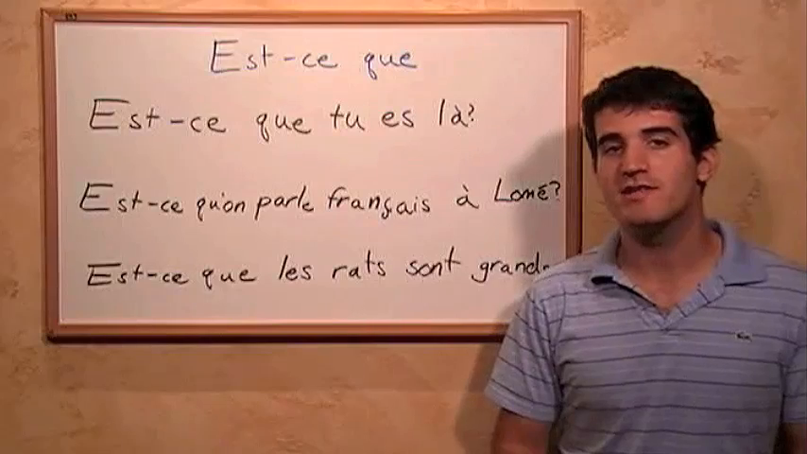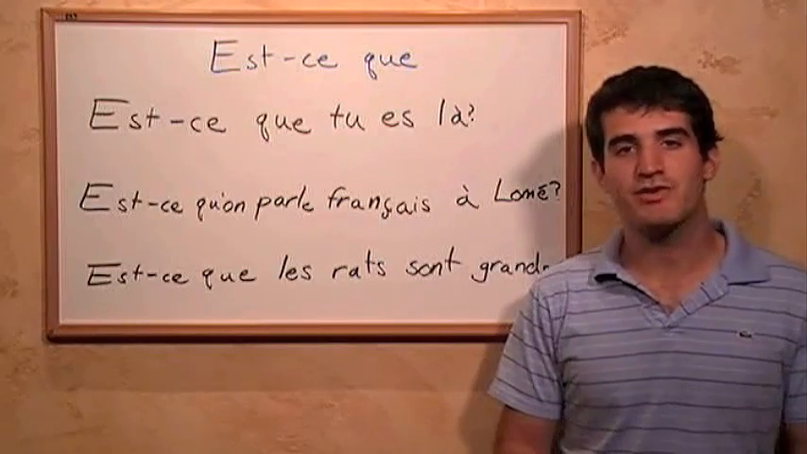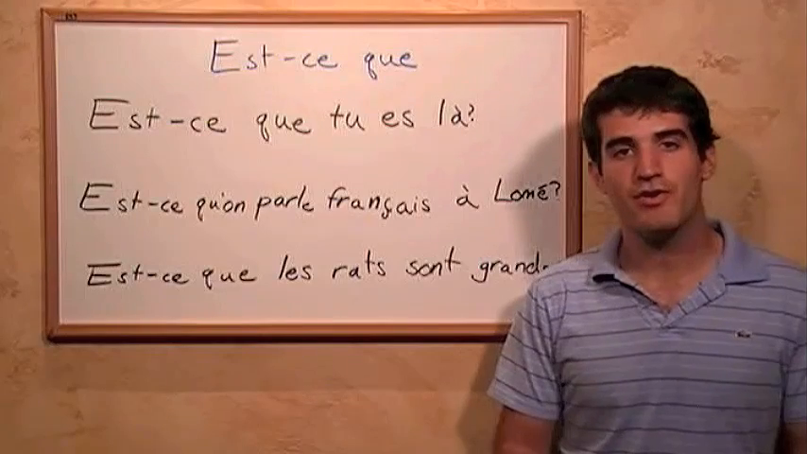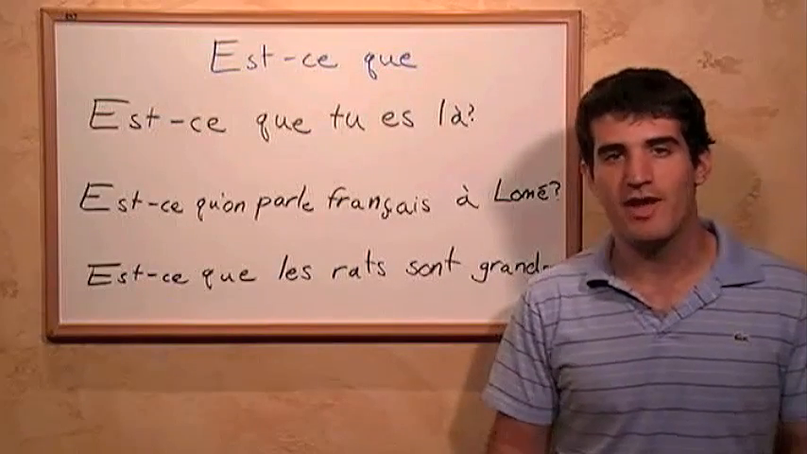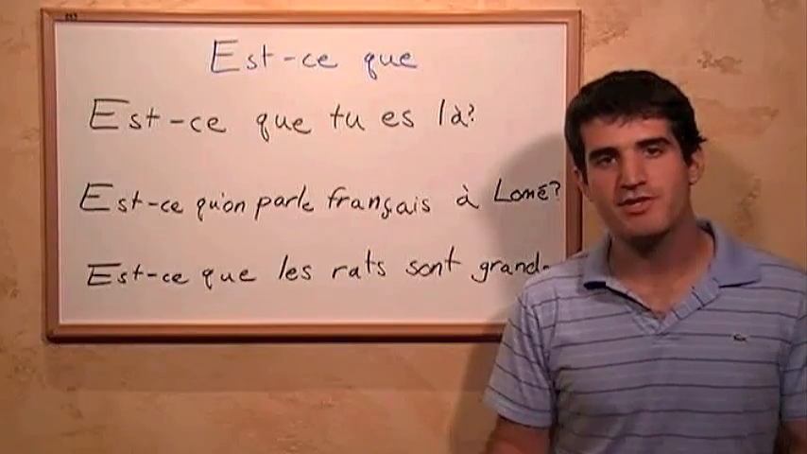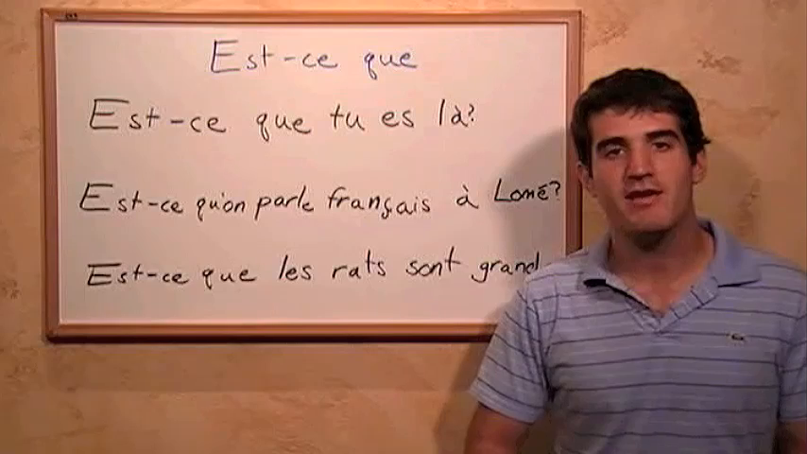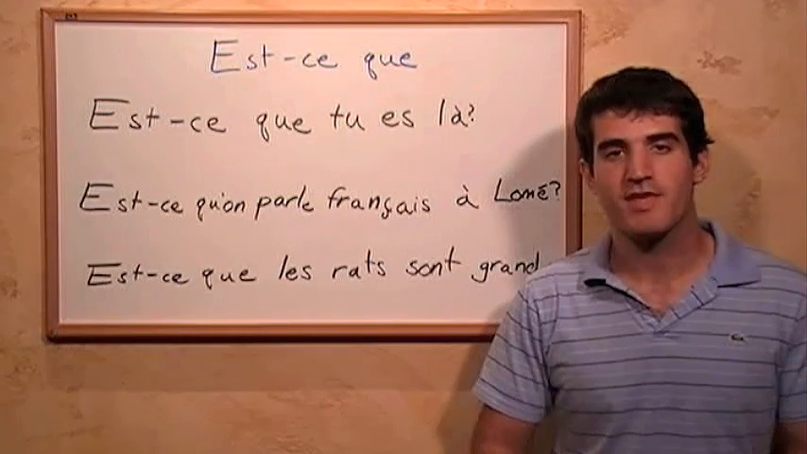Now you may have noticed there's been two ways to pronounce this, est-ce que and est-ce que. Est-ce que is slower and more formal in a way. Not so much formal as more pronounced. But in fluid speech, we often drop that E between ce and que, making est-ce que. C'est tout.